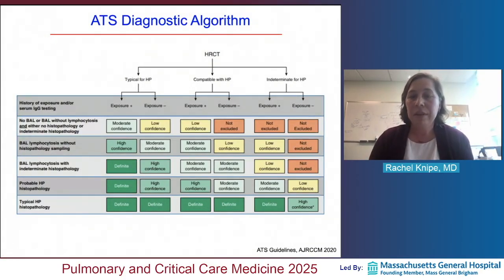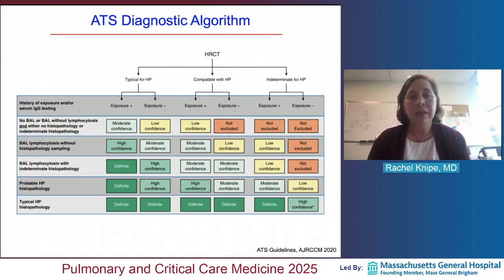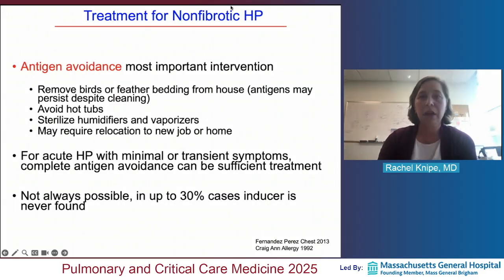And so this is a table that is in these same ATS guidelines from 2020 in the Blue Journal, weighing the different combinations of features with a heavy emphasis on pathology, as it should be. So the pathology can really make you much more confident in the diagnosis of HP, but in the absence of pathology, we try to put together the combination of exposures, a pattern on radiology, and BAL lymphocytosis, to determine the confidence that we have in the diagnosis of HP.